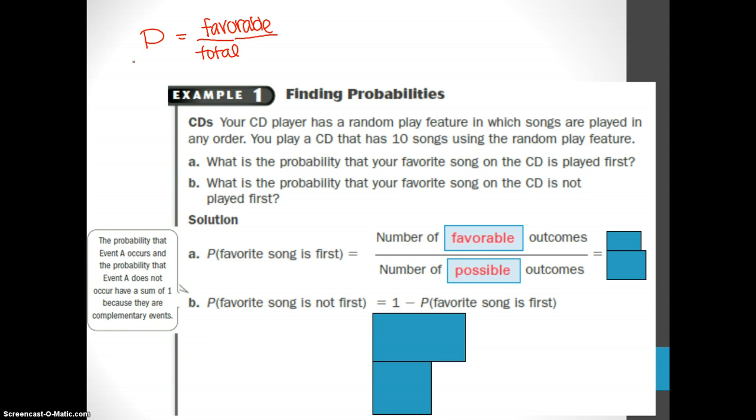Well, how many songs are your favorite? It says favorite song, so it's only one. How many songs are possible that you could play on the CD? 10.